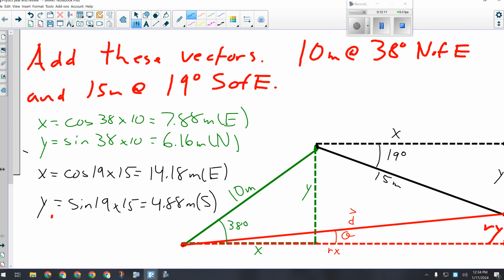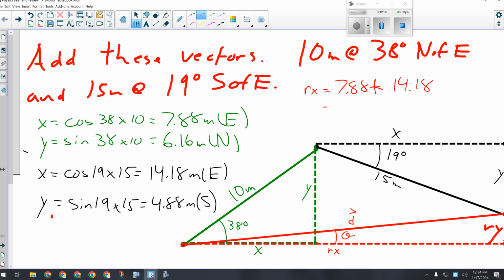You add the east ones together? Okay, so I add the x's together, the horizontal ones that are east. That will be my first step. When I do that, I will get resultant x, or Rx. So Rx is going to be 7.88 plus 14.18.